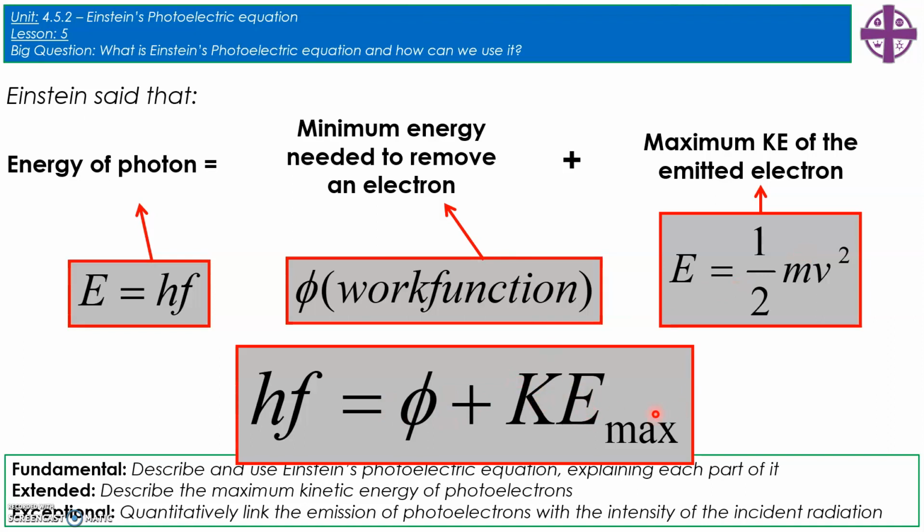Now it's called the maximum kinetic energy because the work function is the minimum energy needed to remove an electron. Some electrons would need more than that value of the work function to be emitted. And for those electrons that need more energy to be emitted than the work function, they'll have less kinetic energy than this KE max value.